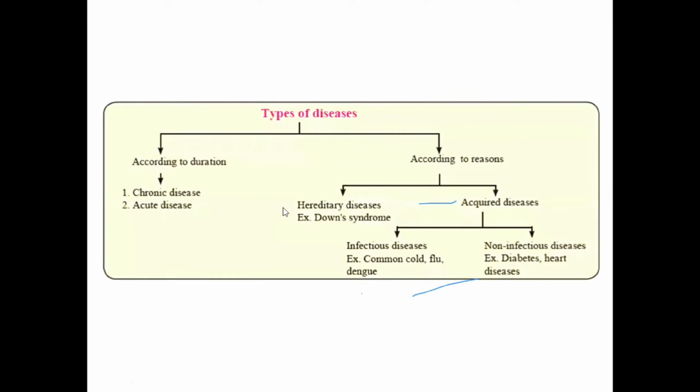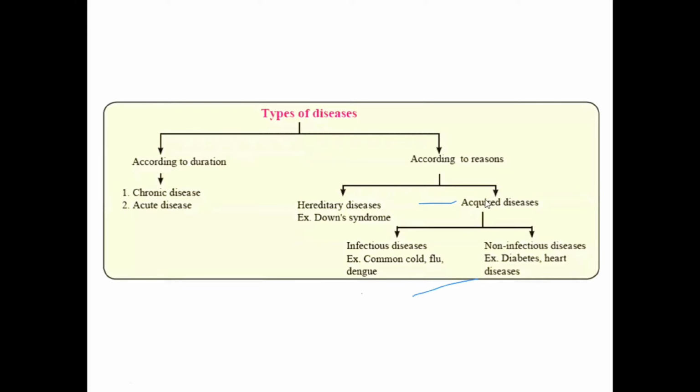The first is hereditary diseases. Hereditary diseases are the diseases which spread from one generation to the next. So no pathogen or change in weather is responsible for those diseases. These are just hereditary. So these diseases carry from one generation to another generation.